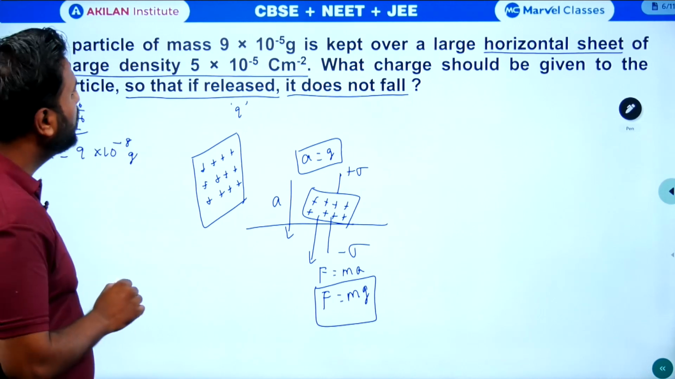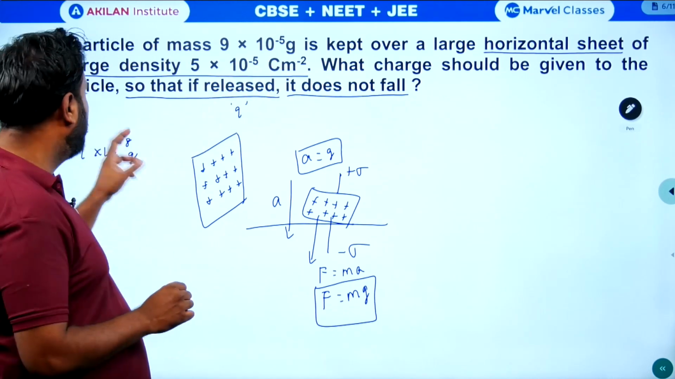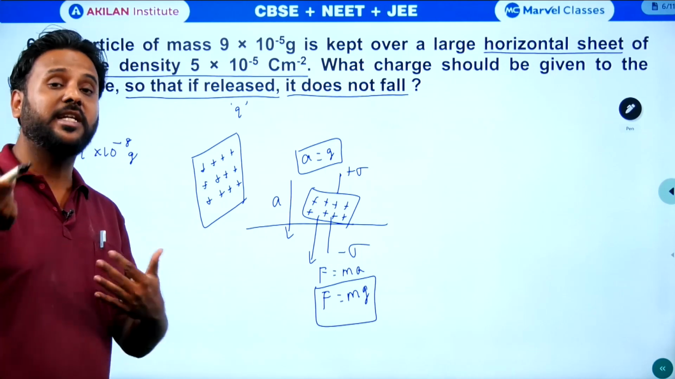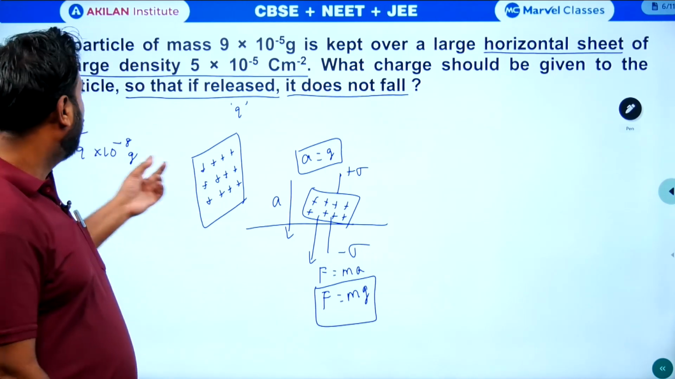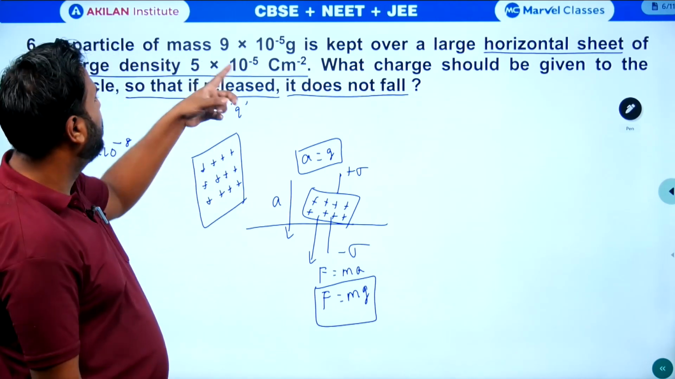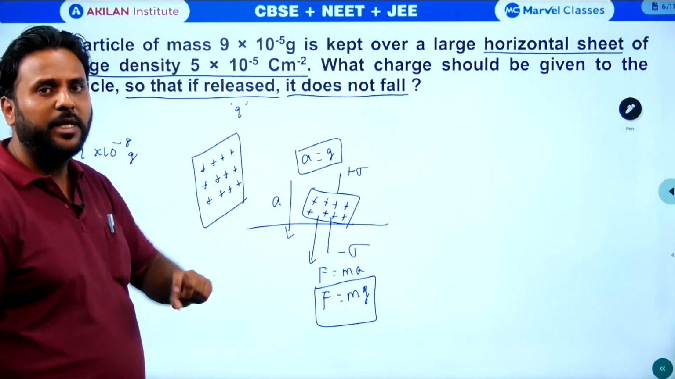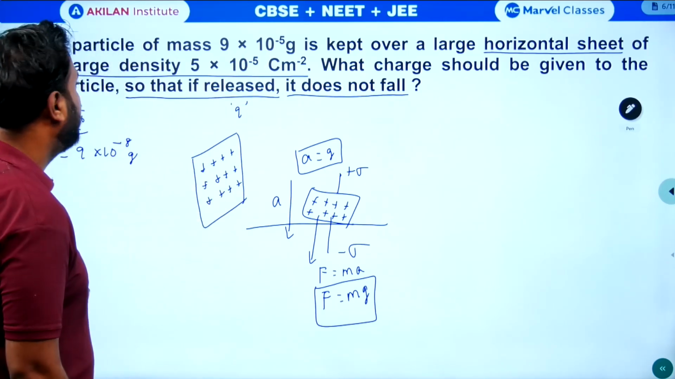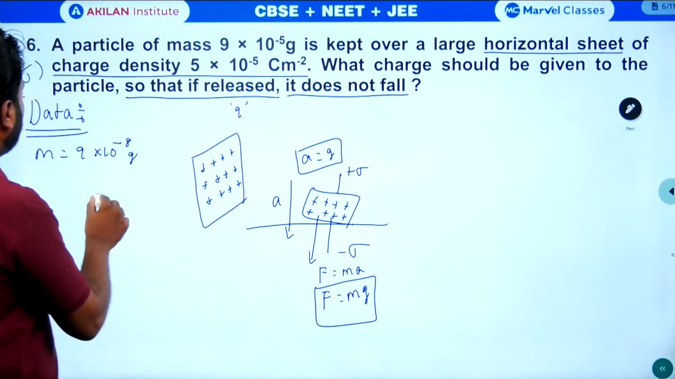You can ask one question, sir: this is 10 to the power minus 5, and we wrote 10 to the power minus 8. I am just converting into kilogram. So 1 kilogram is 10 to the power minus 3, so you just add this 10 to the power 5 into 10 to the power minus 3, it becomes 10 to the power minus 8.